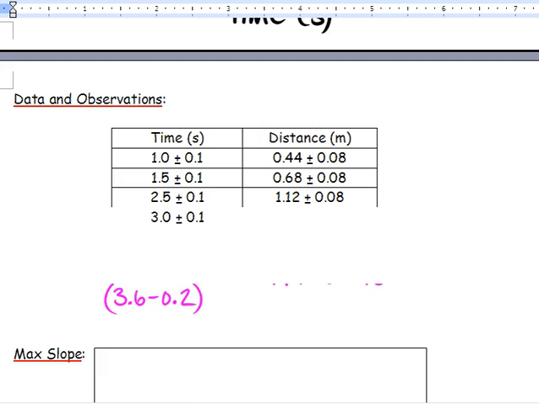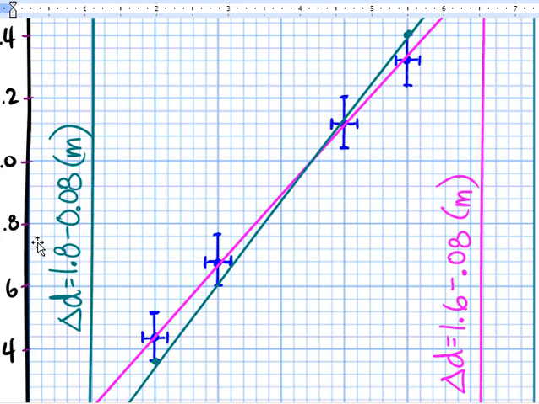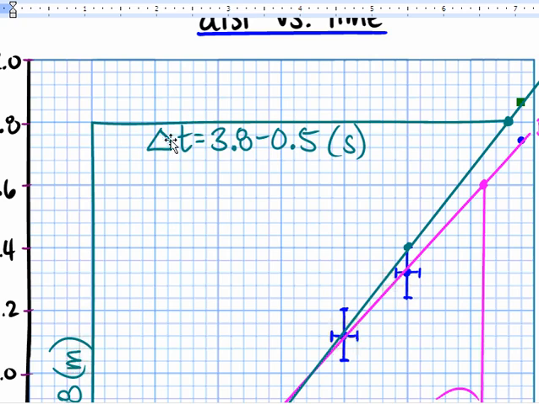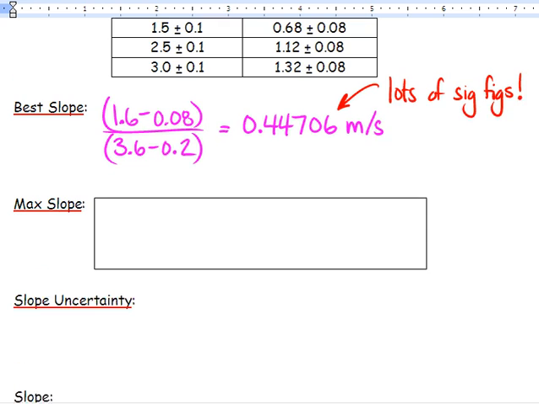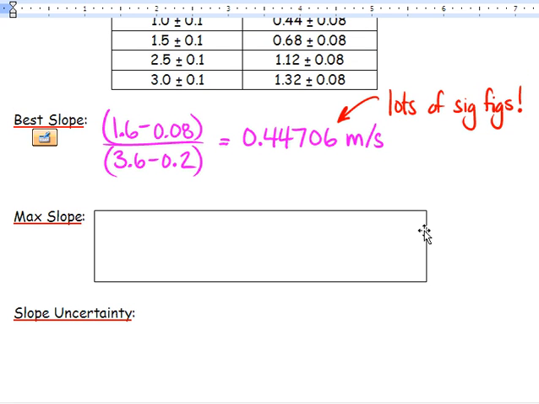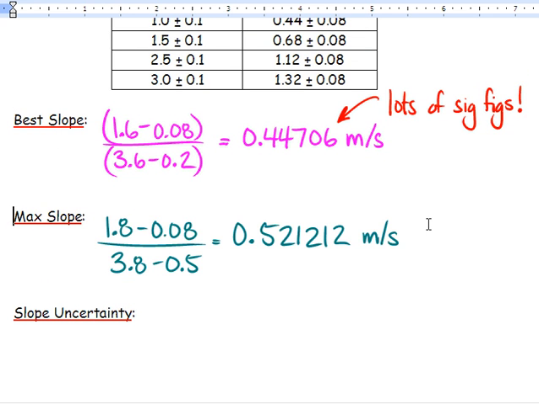Then we take our max slope. We do the same calculation. Rise, so we show those numbers, divided by the run. We show those numbers. You don't want to just show the answer. You want to show people where the answer came from just so they can match it up with your graph. And I jumped ahead a little bit. I got 0.521212 with a bunch of repeating decimals there.